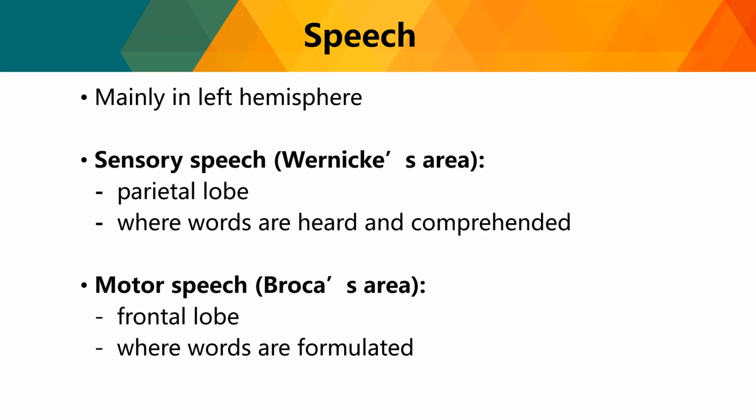Next, for your speech, it is actually mainly in the left hemisphere. Your sensory speech is your Wernicke's area. It is in your parietal lobe. This is where words are heard and comprehended. And then for motor speech, you have your Broca's area. This is found in your frontal lobe, where words are formulated.